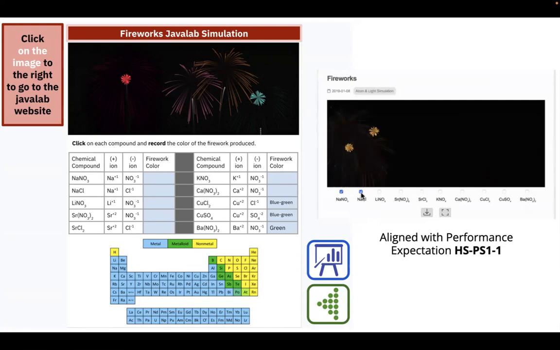The only problem that I had with this particular simulation, even though I absolutely adore it, and I did send a message to the developer about this, was that the barium nitrate one looks definitely very similar to the copper compounds. And I was like, hey, maybe you could make this a little bit more green and not looking gray. But that's just a way that I'm using it.